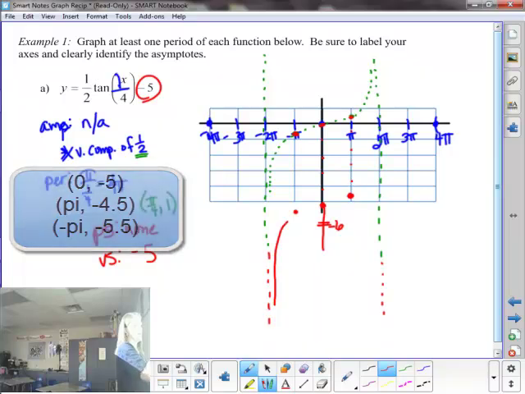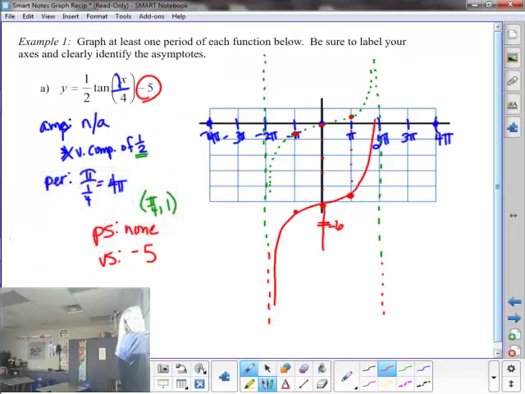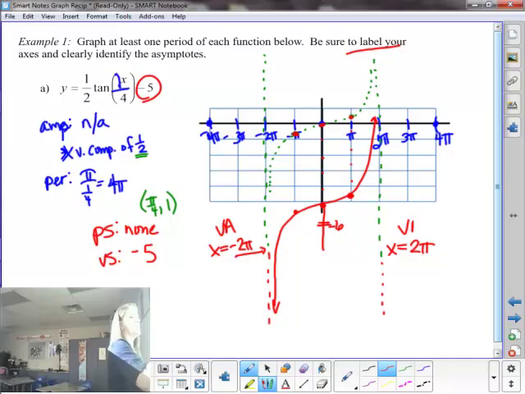Alrighty, now I can draw my tangent. Now you spend all this time finding these beautiful asymptotes. Please make sure that you draw your graph towards those beautiful asymptotes. And again, label your beautiful asymptotes. This one is at x equals 2 pi, and this one is at x equals negative 2 pi. You could also write off to the side VA and clarify what those are. Alrighty, there's our first tangent graph.